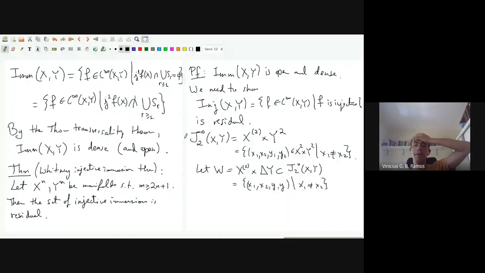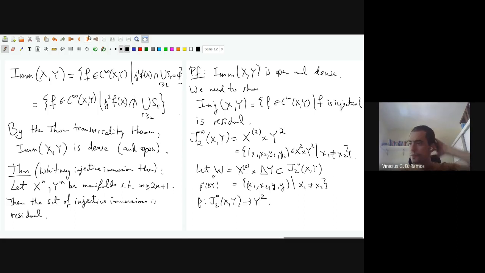So I don't know if you caught me all the way here, but let me quickly say, I had recalled the definition of the 2, 0 multi-jets, said what they were, and then I pick a submanifold, W, which is basically just the whole X^2 times the diagonal on Y. So this is the same as, if you want, beta inverse of the diagonal, where beta is the projection to Y squared.